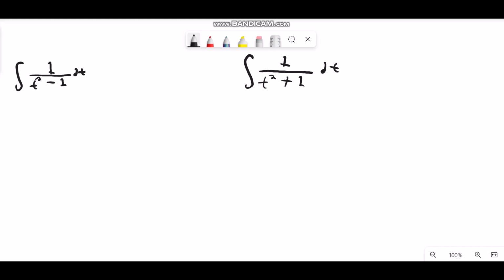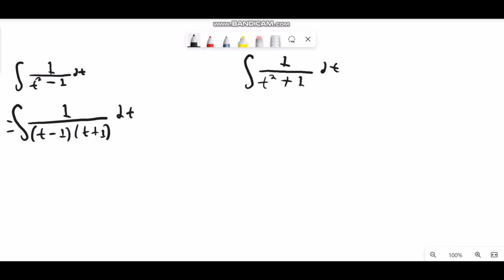So I have a couple of integrals up on the screen here. Let's take a look at the one on the left. We're integrating 1 over t squared minus 1. In order to do that, we would have to use a partial fraction decomposition. We'd factor the denominator, so we'd say it's the integral, and we have the 1 on the top. And we know that t squared minus 1 can be factored to t minus 1 and t plus 1.